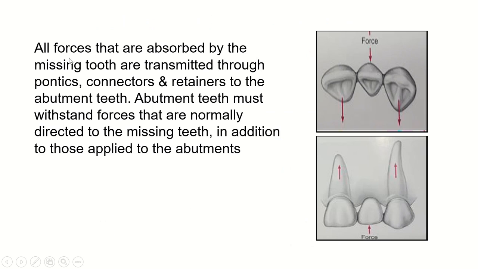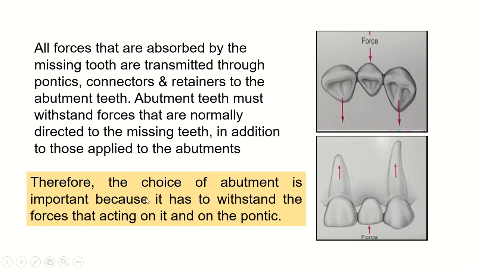Usually all forces, whether they are directed in a horizontal way or axially, that are absorbed by the missing tooth are transmitted through the pontic, connectors and retainers to the nearby abutment teeth. Therefore, the choice of the abutment is very important because it has to withstand the forces acting on those abutments and on the pontic as well. Also, increasing the number of pontics puts much more stress on the nearby abutments.